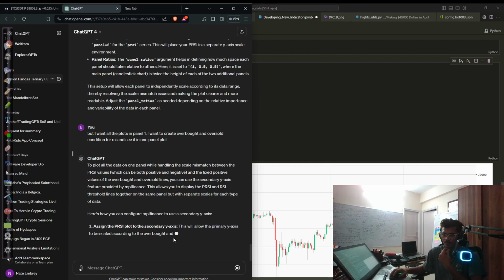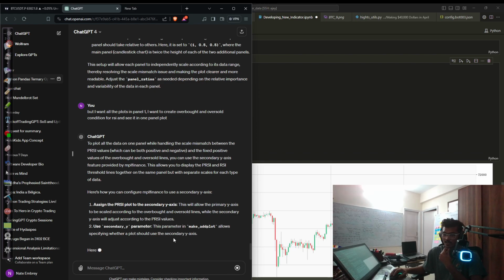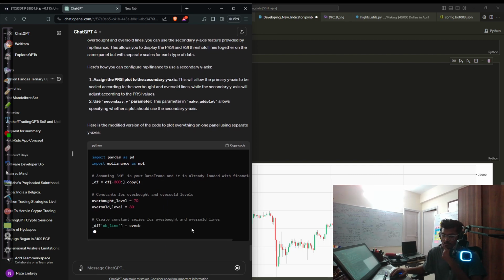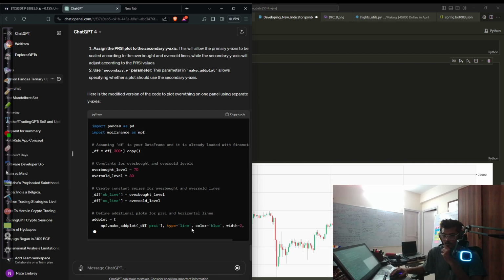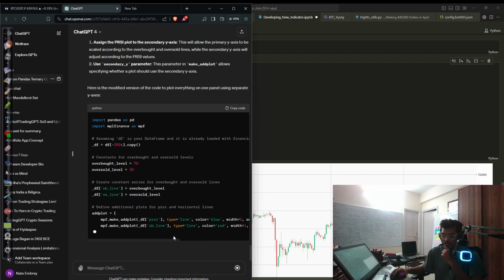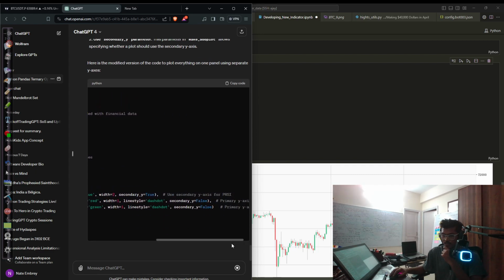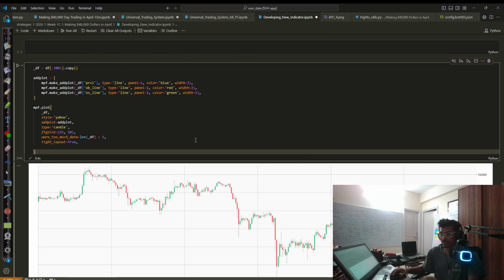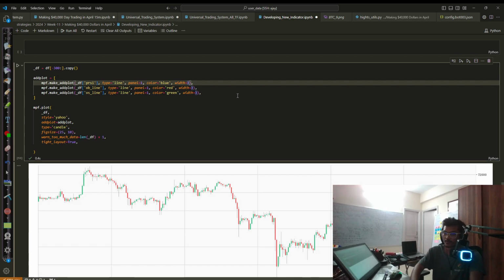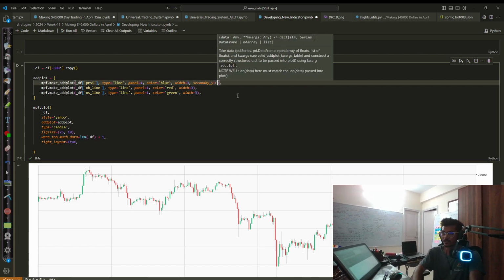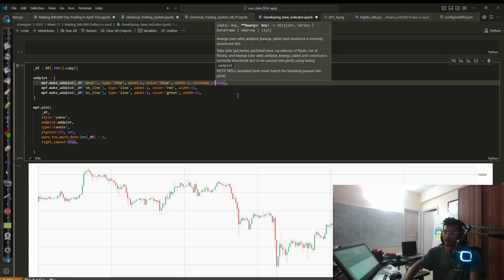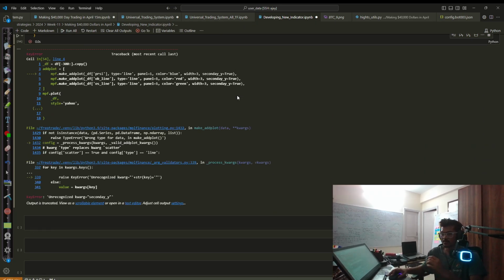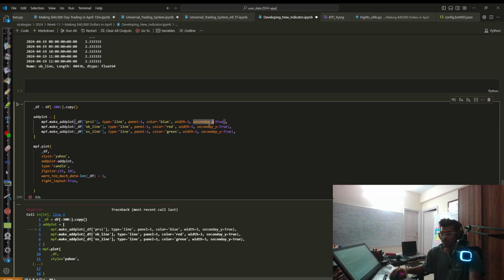Okay, yeah, secondary Y, I forgot about that secondary Y-axis. So let's see. Yeah, this will solve the problem, I think. See, secondary Y false. Oh yeah, this will do it, I think. Check this out here. Secondary Y true. Let's see. Secondary.